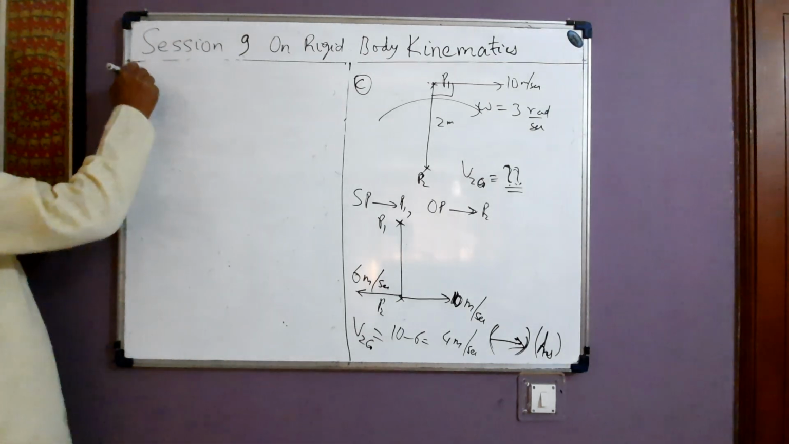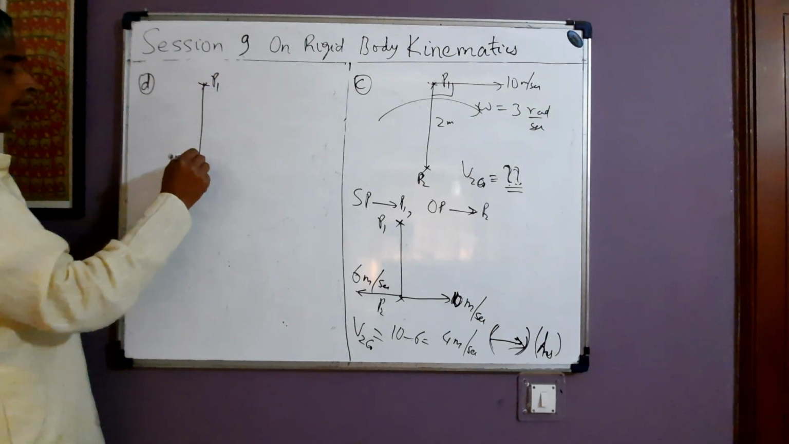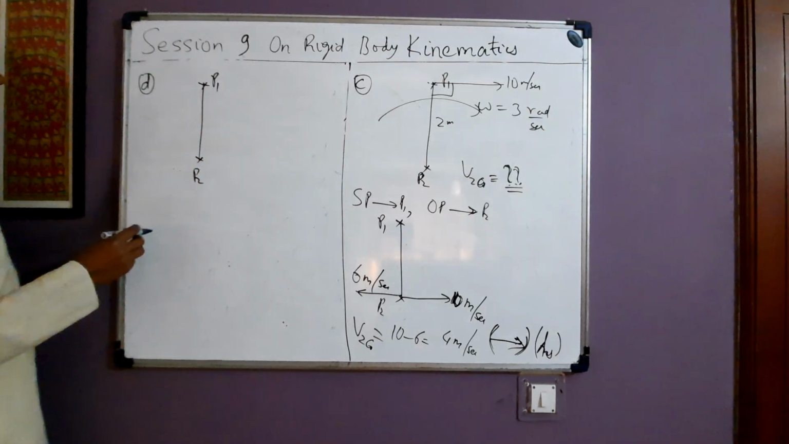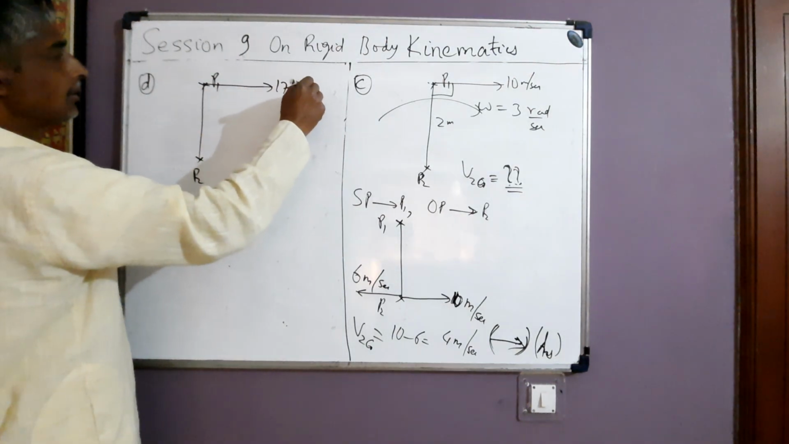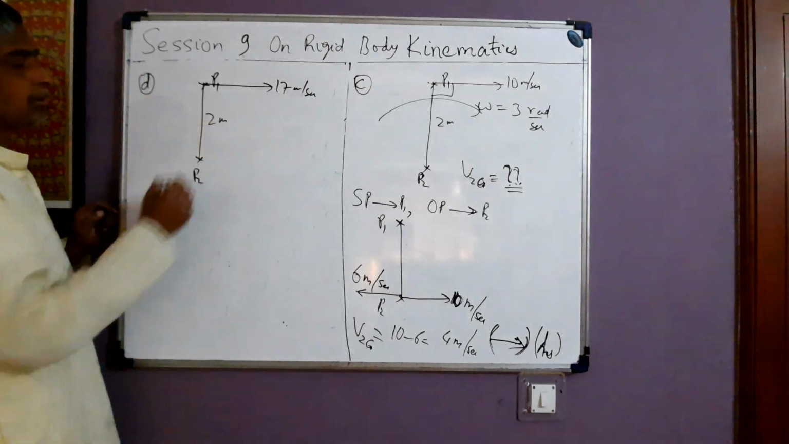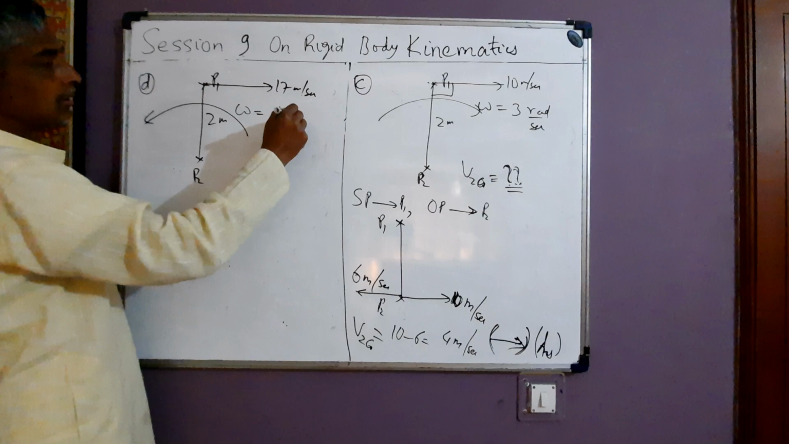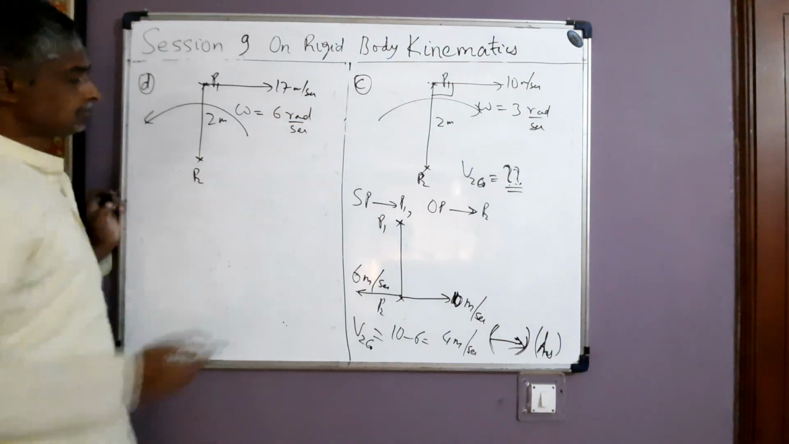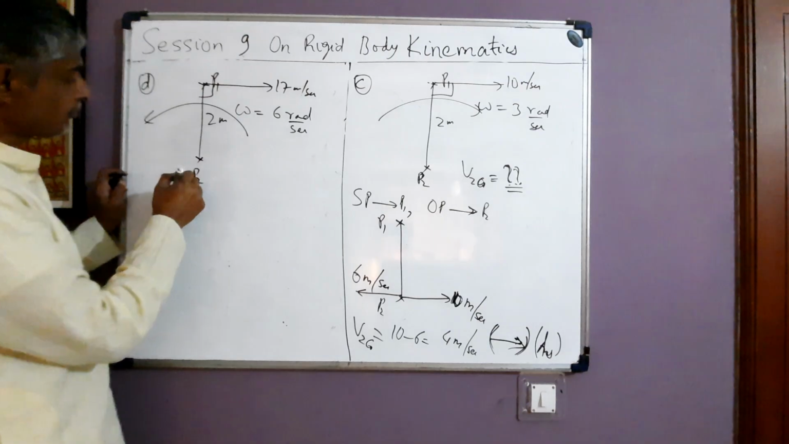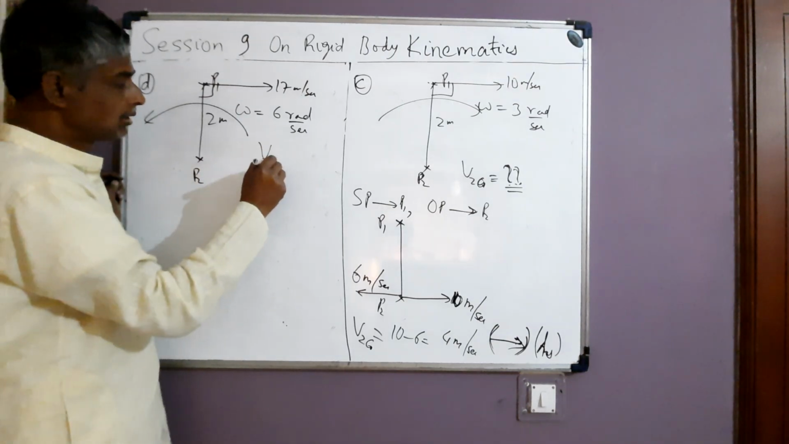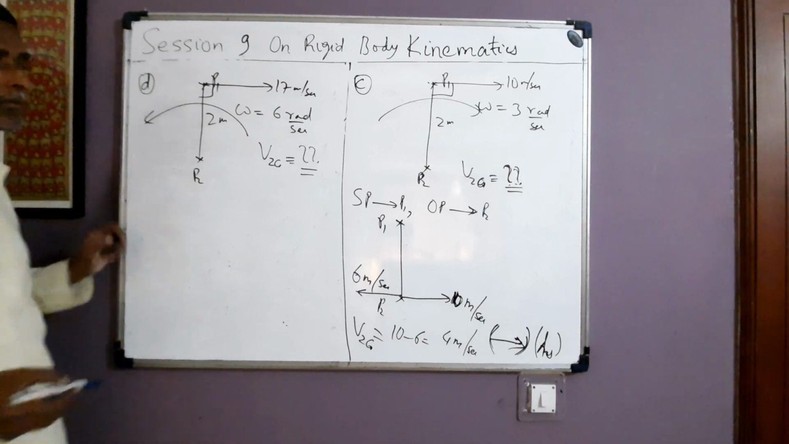Now part D of the question is this. This is a rod P1, P2. Velocity of P1 is say 17 meter per second. Length of the rod is 2 meter. Omega is anti-clockwise, 6 radian per second. This is at right angles. Now to find the velocity of P2 with respect to ground, V2G has to be determined.